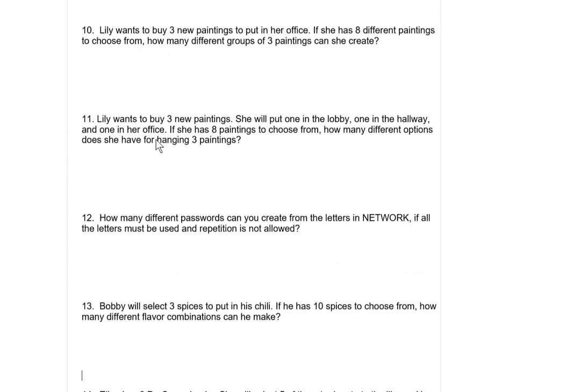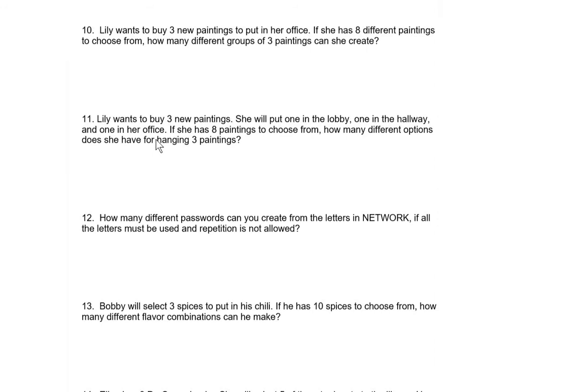Okay, problem 10 and problem 11 kind of go hand in hand. Problem 10, Lily wants to buy 3 new paintings to put in her office, and she has 8 different paintings to choose from. How many different groups of 3 paintings can she create? And problem 11, Lily wants to buy 3 new paintings, and she will put 1 in her lobby and 1 in her hallway and 1 in her office. She has 8 paintings to choose from. How many different options does she have for hanging the 3 paintings?